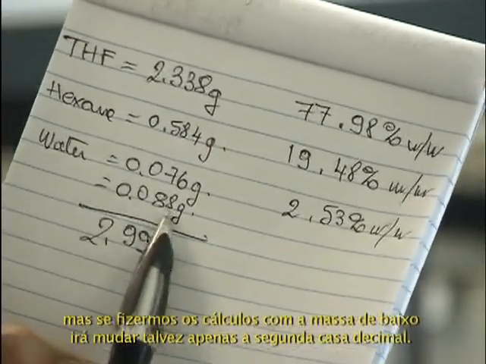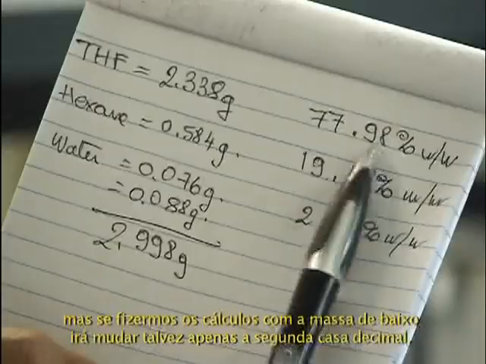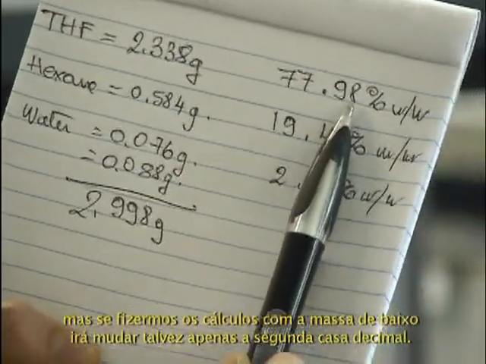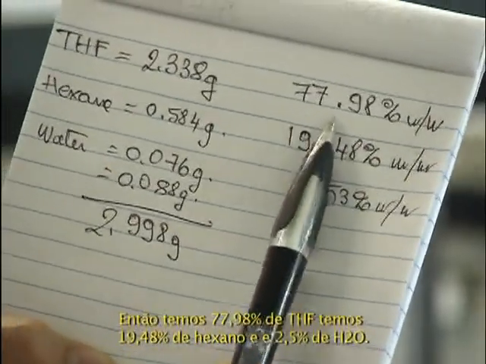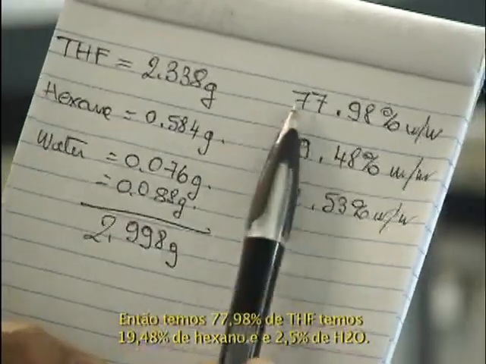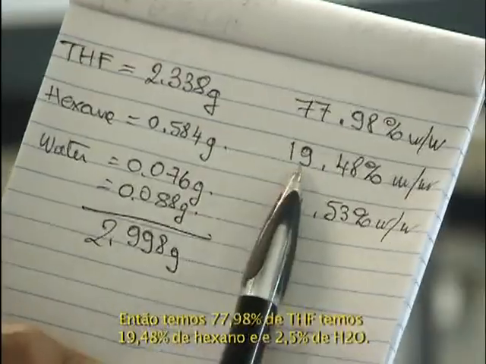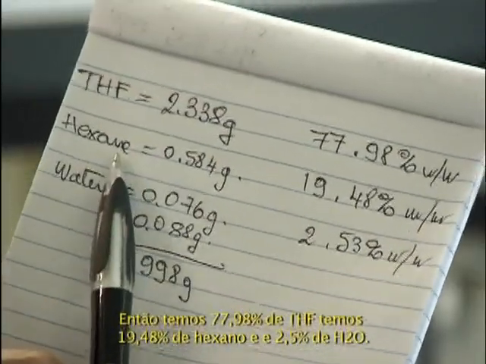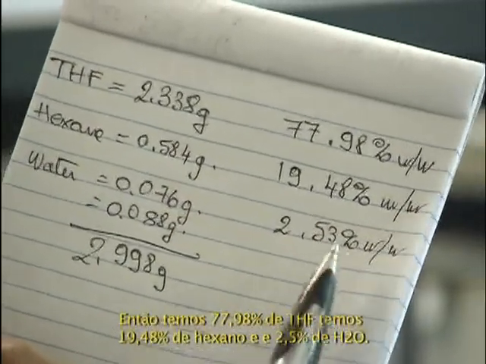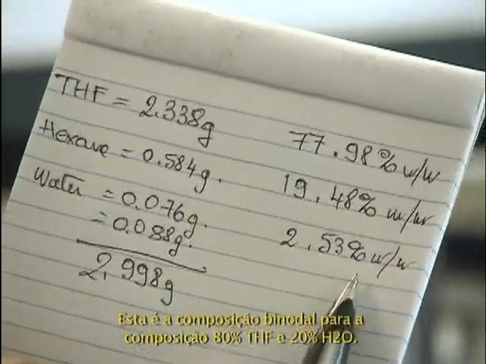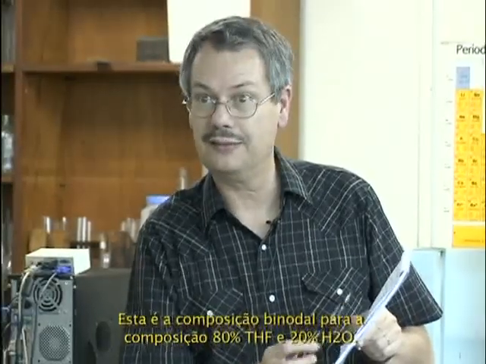If you make calculation with this mass instead of that one, it will change the second decimal, not the first, I think. So this mass is 77.98% of THF, 78% THF. And we have 19.5% of hexane and 2.5% of water. That's the binodal composition for 80% THF, 20% water.